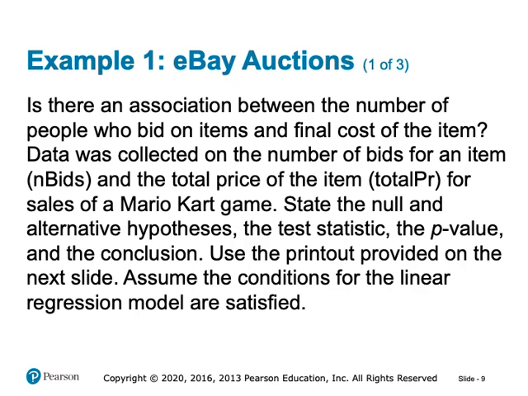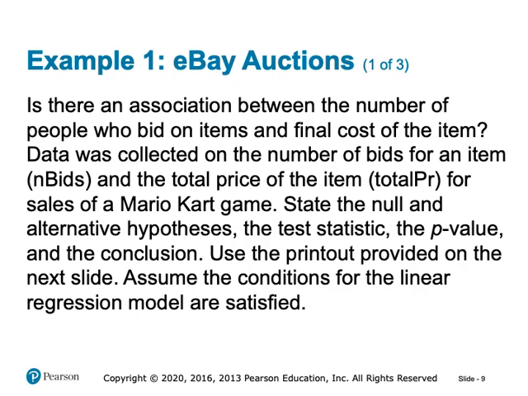In this scenario, we want to determine if there's an association between the number of people who bid on an item and the final cost of that item. Specifically, we're looking at data collected on the number of bids, denoted as n_bids, and the total price of the item, denoted as total_pr, for sales of a popular video game, Mario Kart. Our task is to state the null and alternative hypotheses, calculate the test statistic, determine the p-value, and ultimately make a conclusion based on this information.